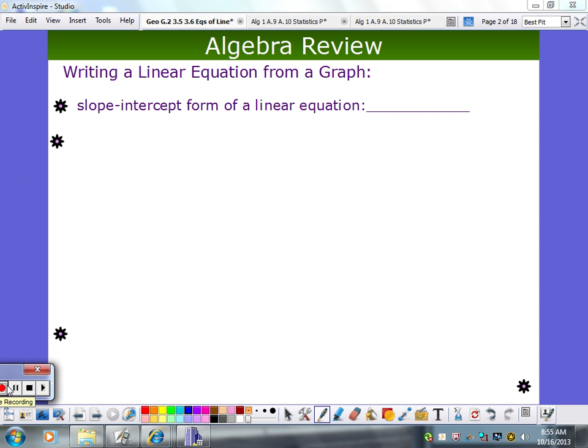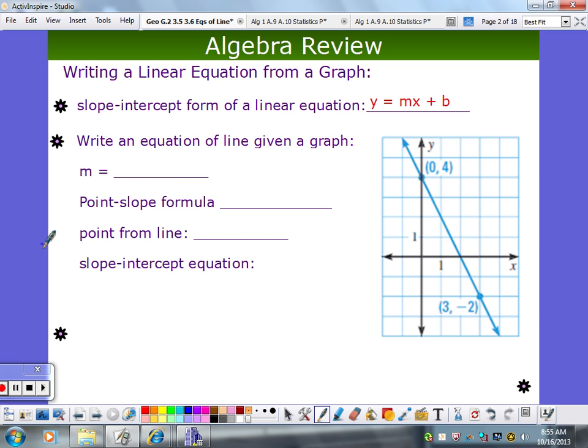Slope-intercept form of a linear equation. y equals mx plus b. That's the thing we're going to remember till we're 107 years old, right? You won't remember your name, but you're going to remember y equals mx plus b. So how do you write an equation of a line if you have a graph?